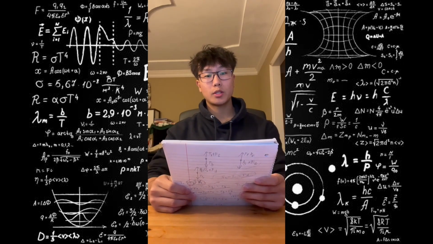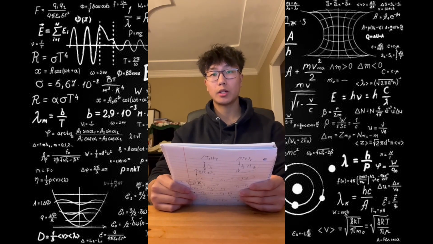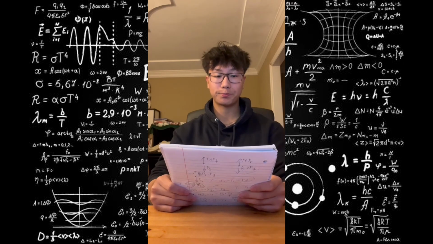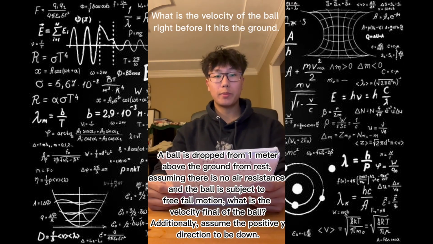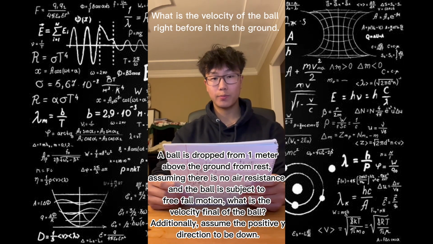Hello class. Today we will be learning how to find velocity final in a given situation given that it is under UAM principles. A ball is dropped 1 meter above the ground from rest. Assuming there's no air resistance, what is the velocity final of this ball?